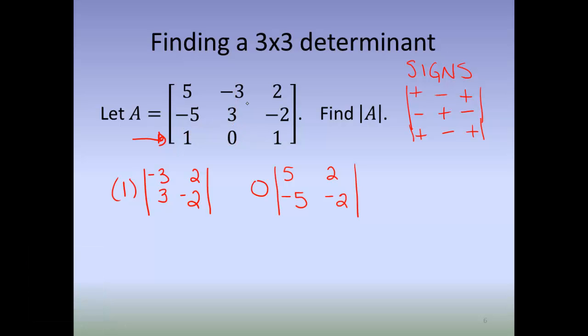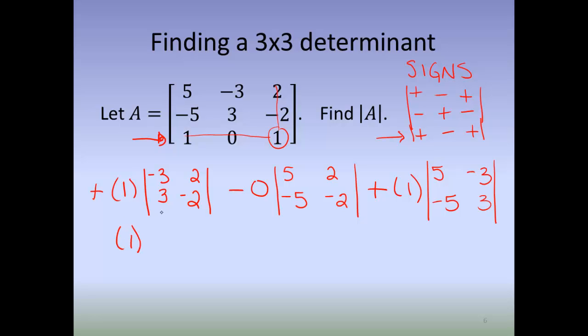I have one more left. Take the 1 as my coefficient. Cross off the row and the column. I'm left with a 2 by 2 of 5, negative 3, negative 5, 3. Since I used the bottom row, my signs are going to be positive, negative, positive. There's my setup. Now I'm going to do the calculations.